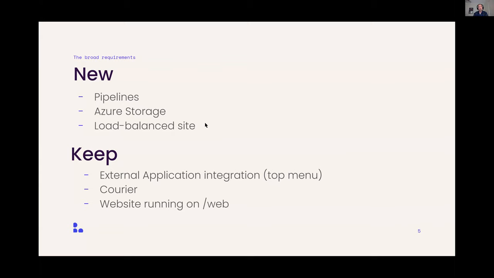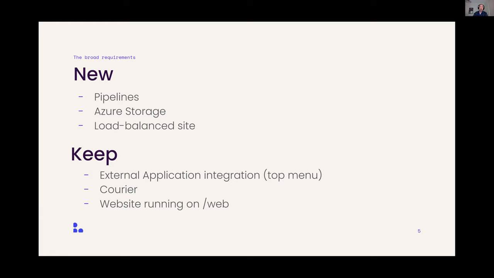Things we had to keep were the Courier integration I talked about before and one external application integration. As you can see here, one of the external resources is actually the top menu of the site. So this is something kind of strange. The client is generating the top menu externally to the site because the top menu is shared between Umbraco and these different applications. So they went through that path of creating external XML files.